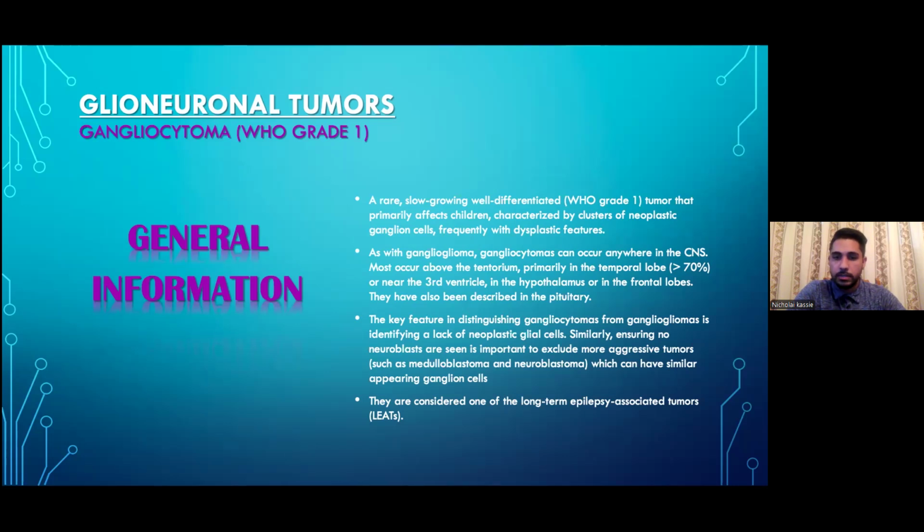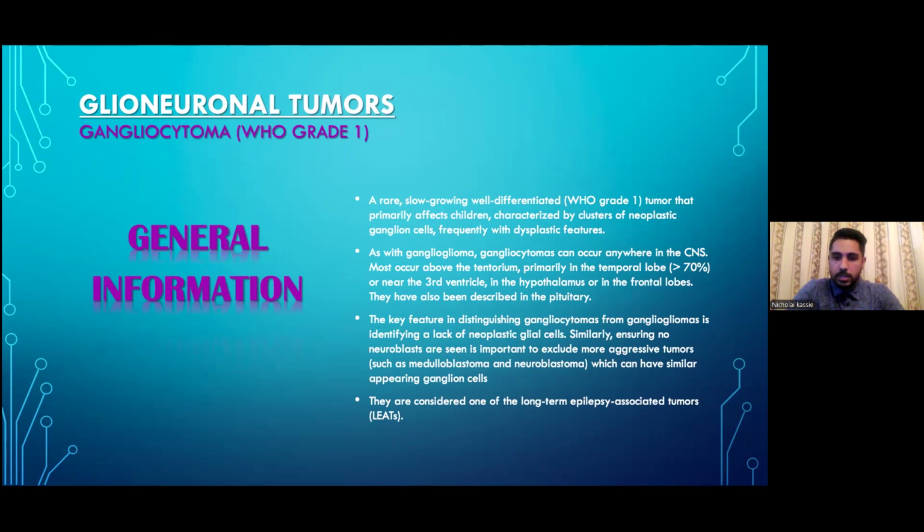Most occur above the tentorium, primarily in the temporal lobe, approximately greater than 70%, or near the third ventricle, in the hypothalamus, or in the frontal lobes. They have also been described in the pituitary region as well.